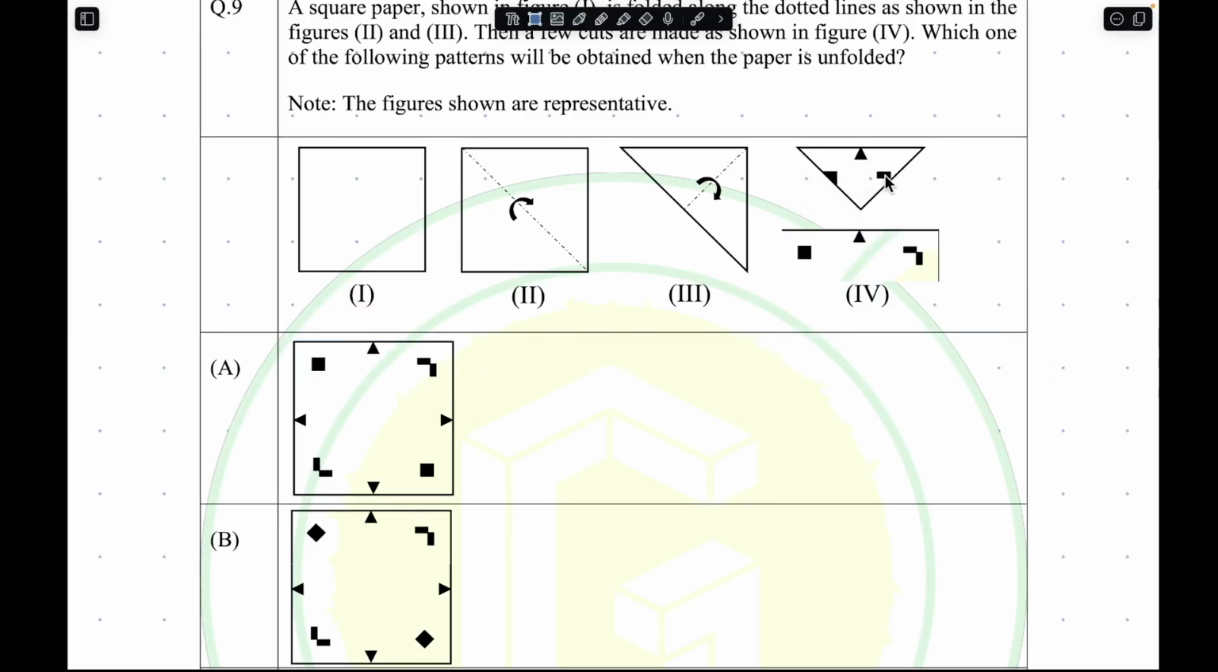So does it have the same pattern for this portion? Yes, this part is same, this part is also same. So yeah, this part does seem to be the answer. But we are solving it by process of elimination, remember that, right?